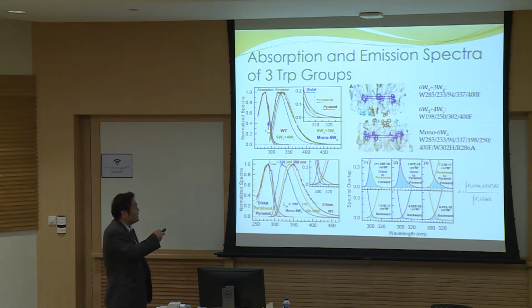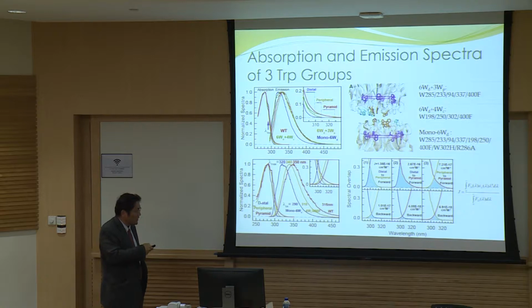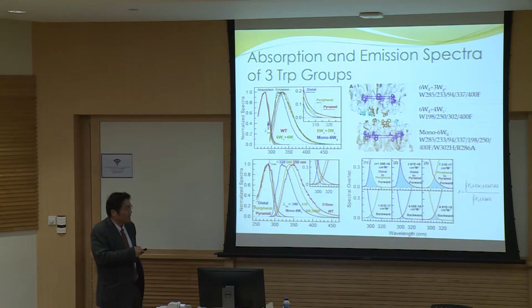So in this way, we can do each of these 3 groups. We measure the absorption and emission, and by simple deconvolution, we can precisely get the 6WD absorption, the pure peripheral absorption, and the pure pyramid tryptophan absorption in the center, and we can also get an emission peak. So we have 3 different groups of tryptophans in this structure, with their absorption and emission.